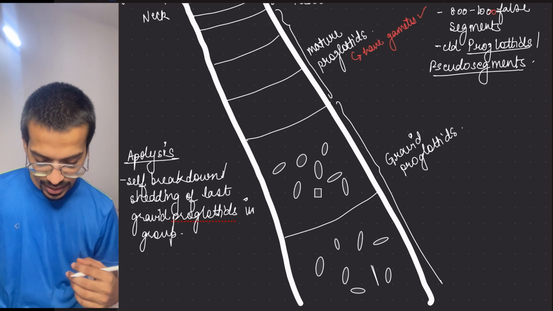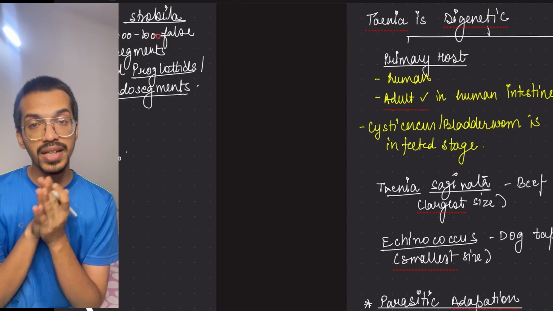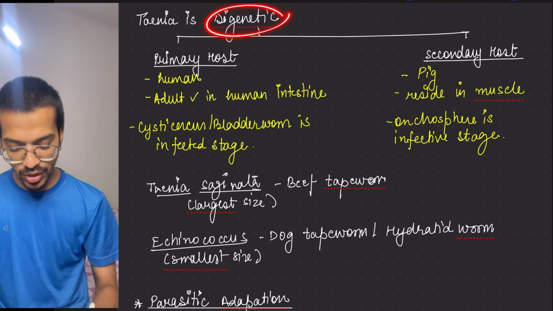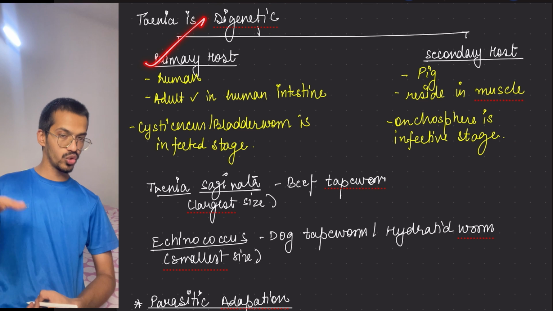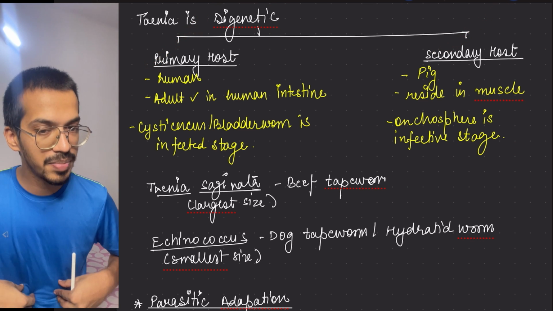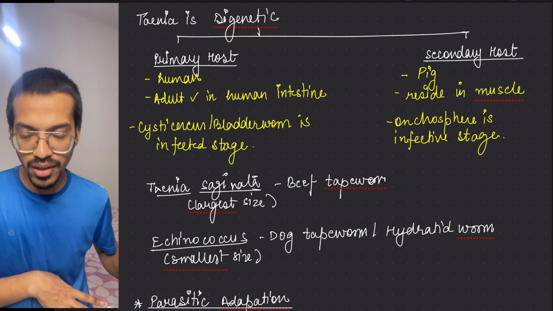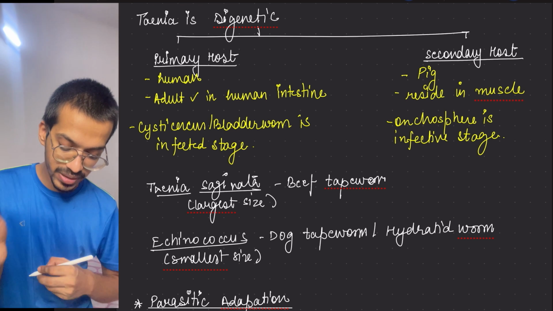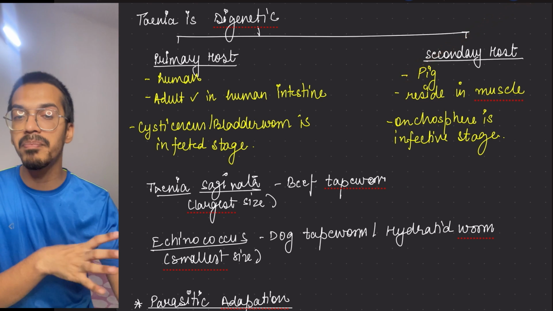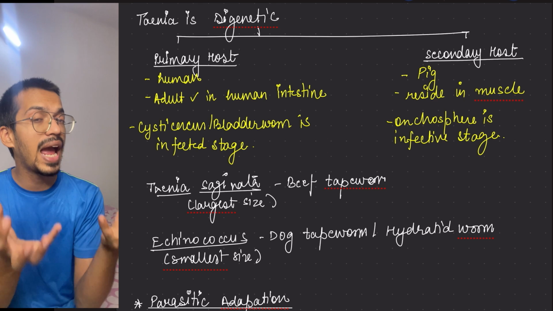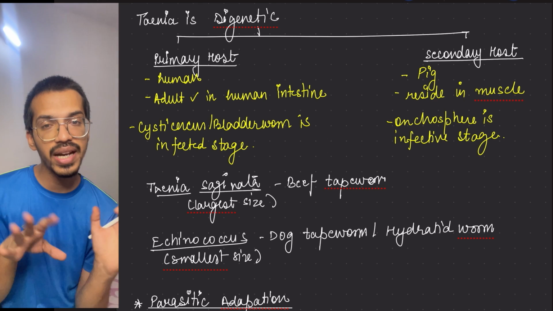Okay, so this thing is there. Now it is also what? Digenetic. Digenetic means it requires 2 hosts: one is the primary host, and one is the secondary host. The primary host is human. Inside the human this whole thing is present, and the proglottids are being shed in the feces. The secondary host is the pig, where it lies in the muscles of the pig. So if we don't cook the pig's muscles correctly and a person eats it, they will get infected.